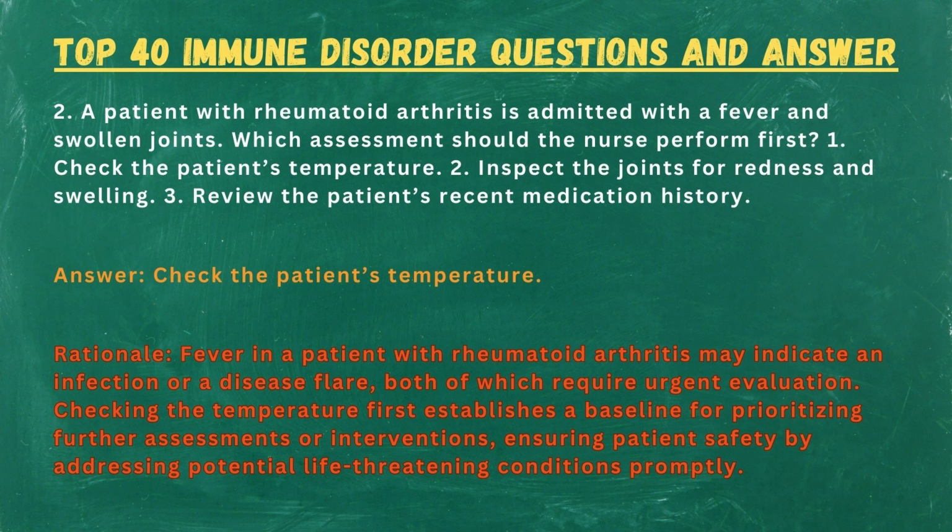Rationale. Fever in a patient with rheumatoid arthritis may indicate an infection or a disease flare, both of which require urgent evaluation. Checking the temperature first establishes a baseline for prioritizing further assessments or interventions, ensuring patient safety by addressing potential life-threatening conditions promptly.